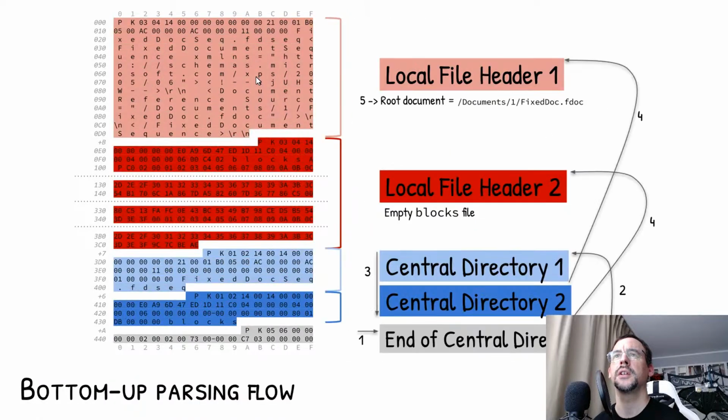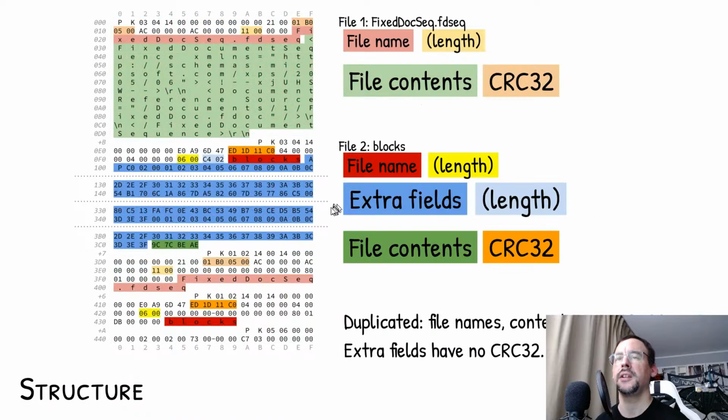You see that the schema is here. And then there is an empty block file that contains the collision blocks, but that is empty. I mean, it doesn't contain it. Its local file headers do. Now, we have fixed doc sequence that is present twice, but the extra fields have no CRC, which is good.